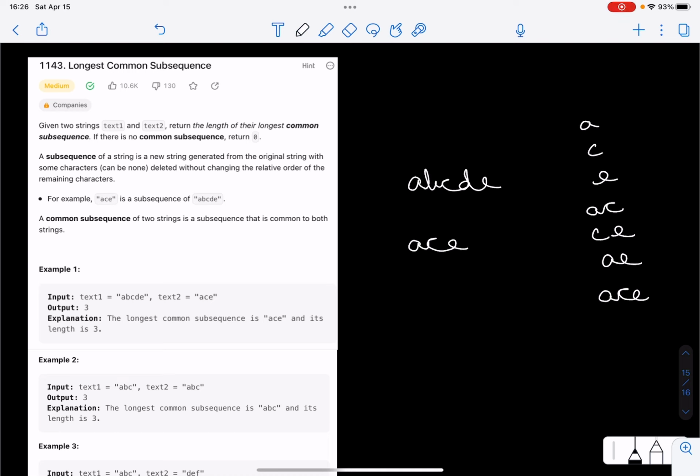Now the objective of the question is to return the length of the longest common subsequence. So we can see that ACE is the longest with a length of 3, and hence this is what we return.